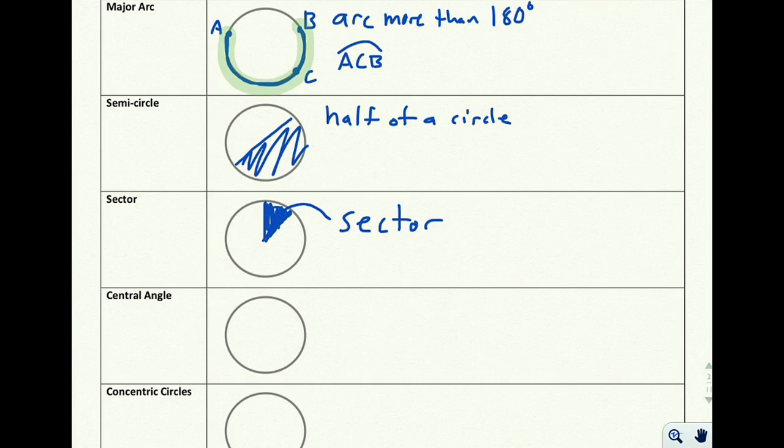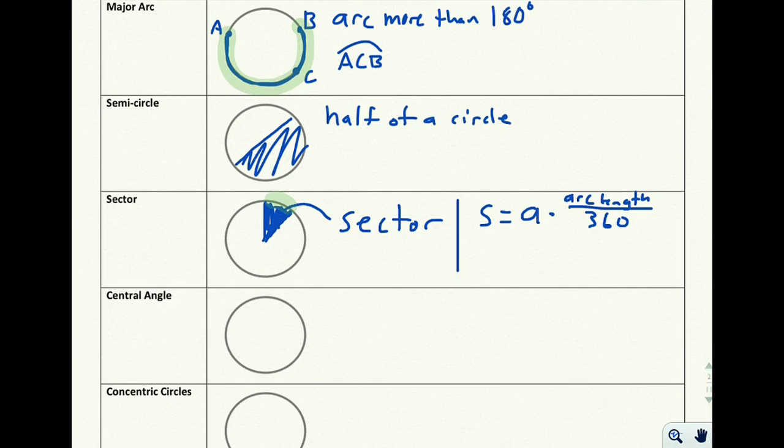Now when you're finding the area of a sector, it's kind of like the way that you would do arc length. So the arc length is just talking about the outside edge. The sector is focusing more on the area. So the area of the sector is going to equal the area of the circle times the arc length divided by 360.